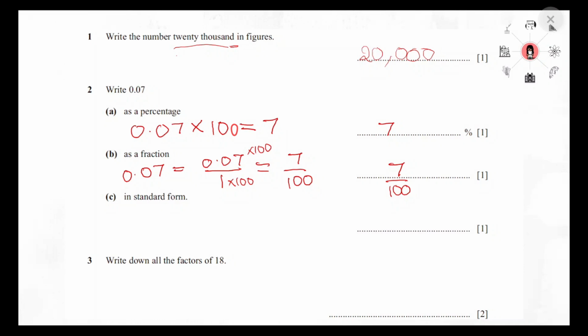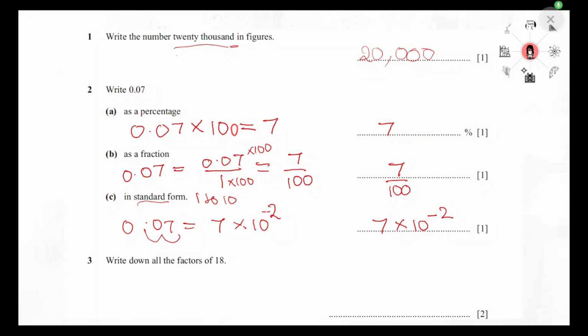C. In standard form. Standard form requires a number from 1 to 10. So we need to transform 0.07 to 7. To do that, we have to move the decimal point 2 places to the right. Since we moved the decimal point to the right to make it a larger number, the exponent for the base 10 will be negative. Moving 2 places gives us a negative exponent of minus 2. Thus, the answer is 7 into 10 to the power minus 2.